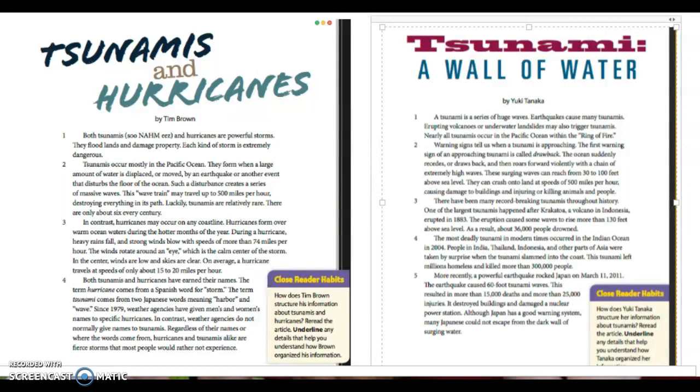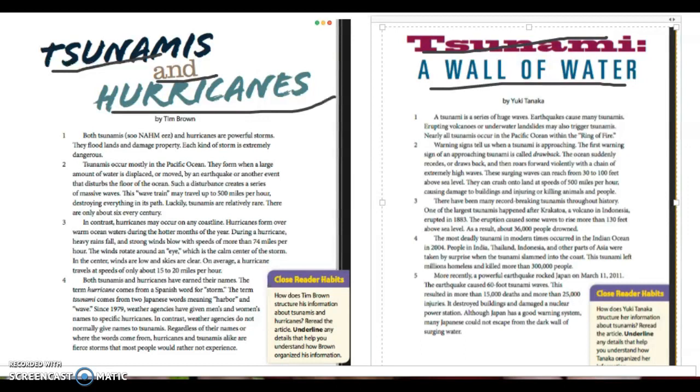Today we're going to start on Unravel by first underlining the title, Tsunamis and Hurricanes. Also, another title is Tsunami, a Wall of Water.